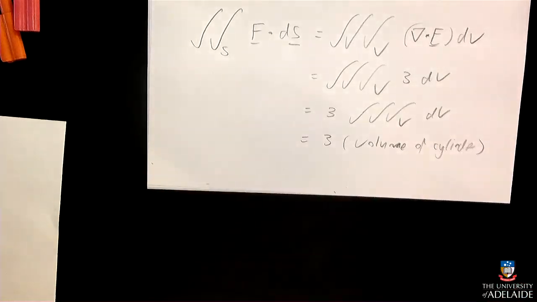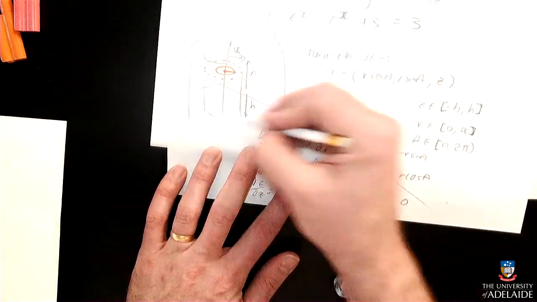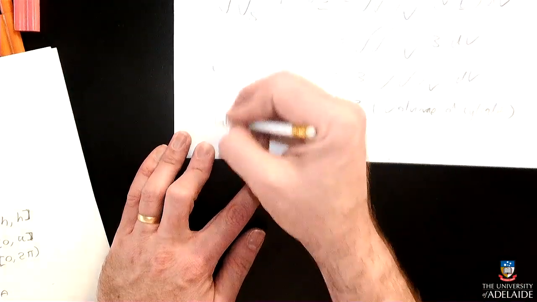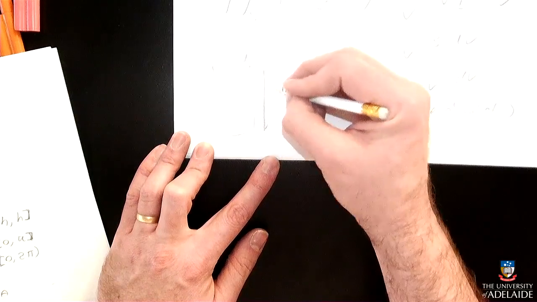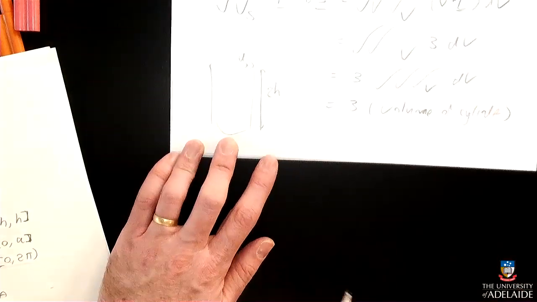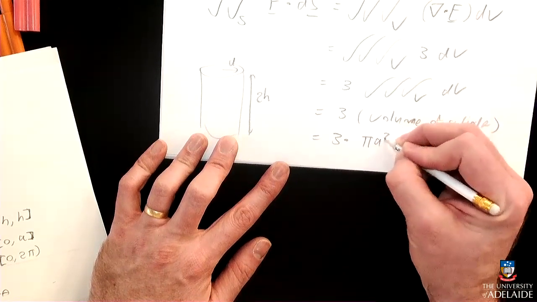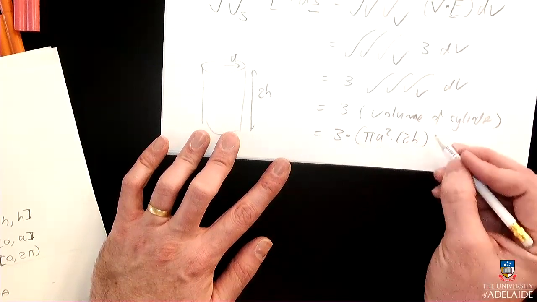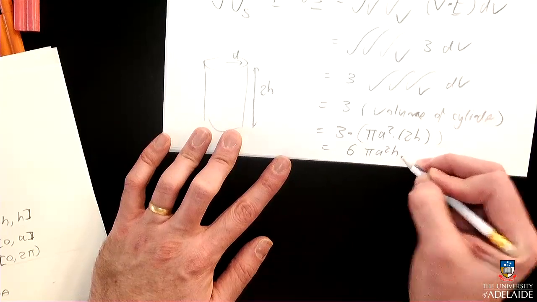So I did need this. This is good. Okay. And so the volume of my cylinder, well, it had radius a and height 2h, and so the volume of my cylinder is 3 times pi a squared times 2h, which is 6 pi a squared h.